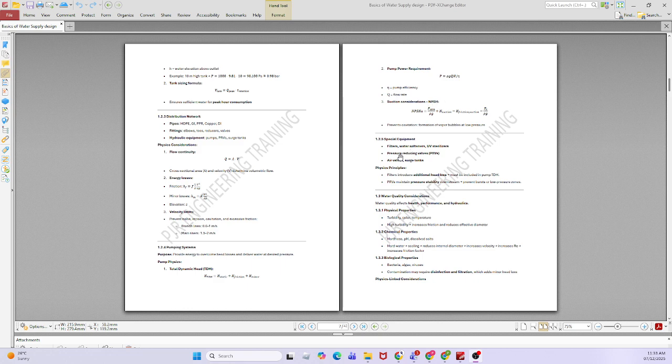Then the special equipment like filters, water softeners, UV sterilizers, PRVs, air valves, surge tanks. Also you can say water hammer arrestors. There are a lot of them.